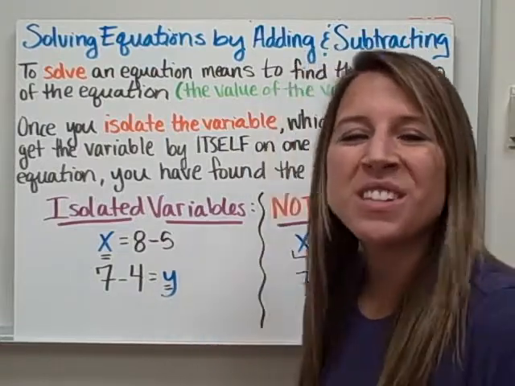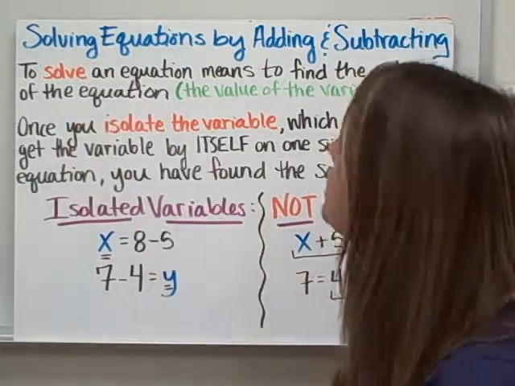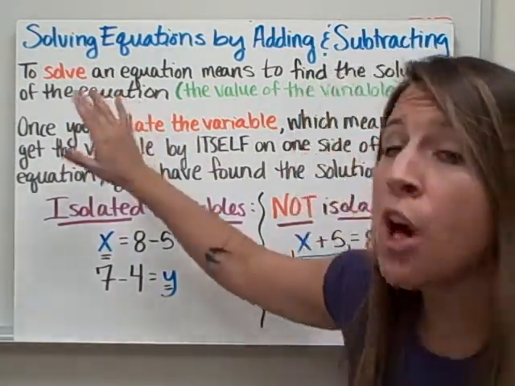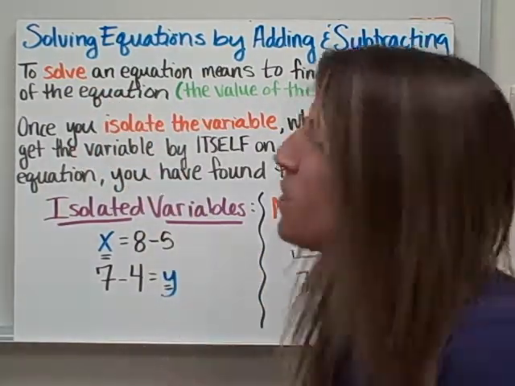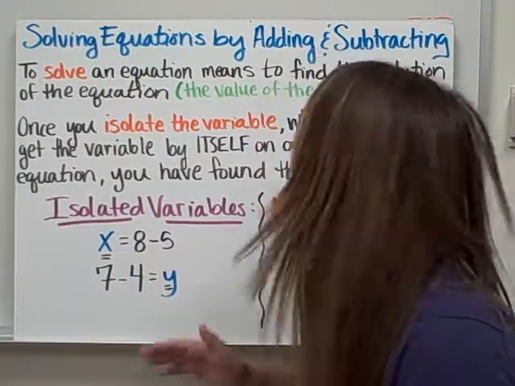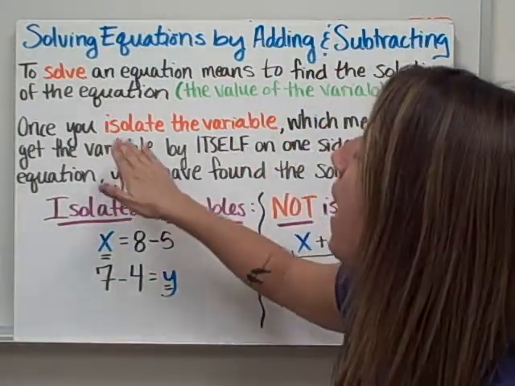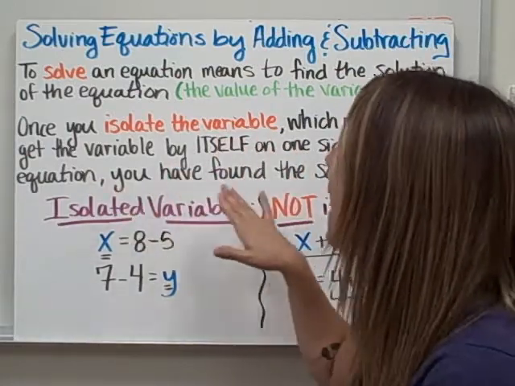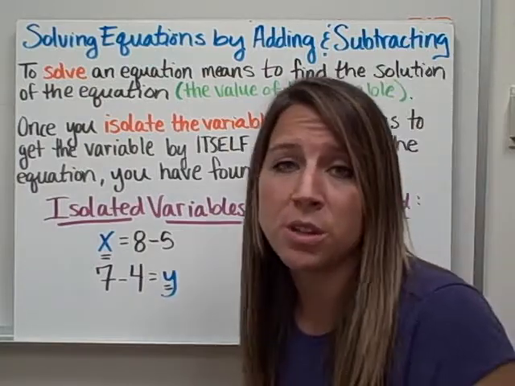As we begin to learn solving equations, we're going to begin by solving equations using addition and subtraction. To solve an equation means that you find the solution of the equation. And again, the solution is the value of the variable. Once you isolate the variable, which means to get the variable by itself on one side of the equation, then you have found the solution.